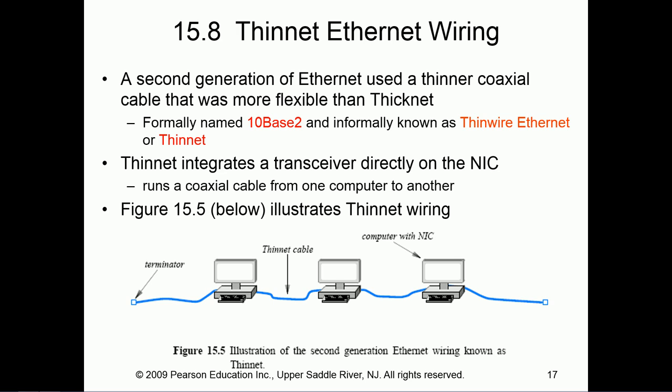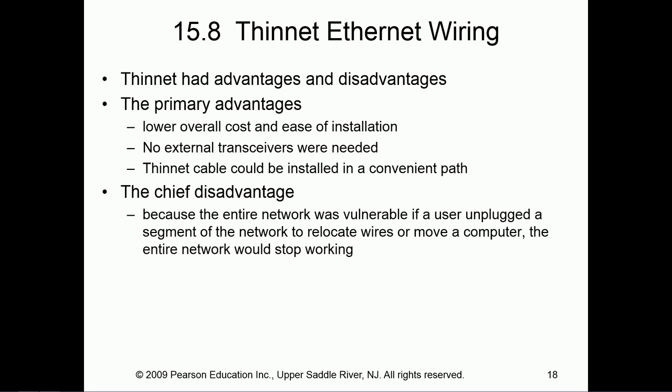One of the problems with this, though, is they're shared. So that meant if one of the PCs went down, you could actually lose a connection further down. And again, this was run on smaller coax. ThinNet's primary advantage was that it was really easy and really cheap. ThinNet didn't have to have external transceivers like ThickNet. You could do it on a convenient path, but again, if one PC came unplugged, it cascaded down.